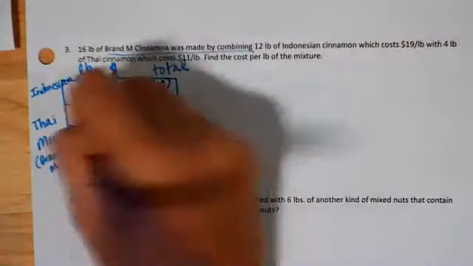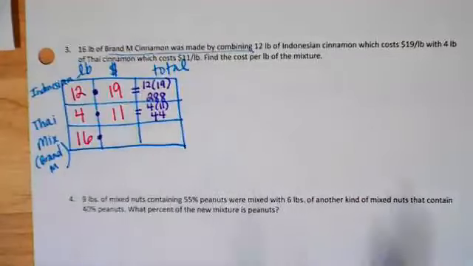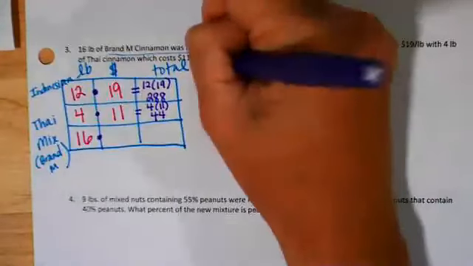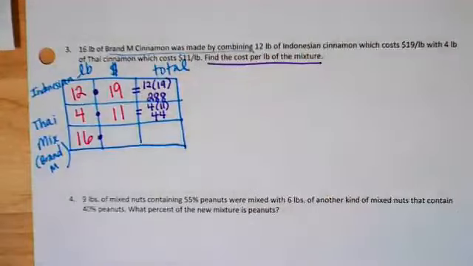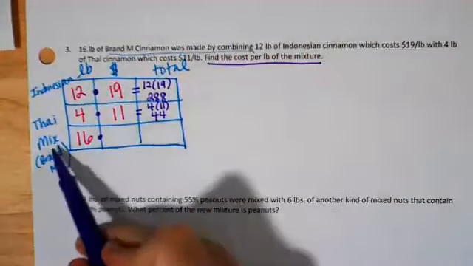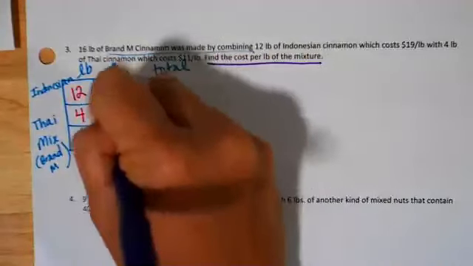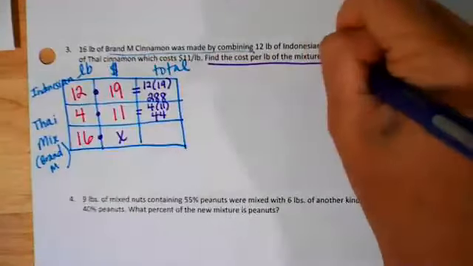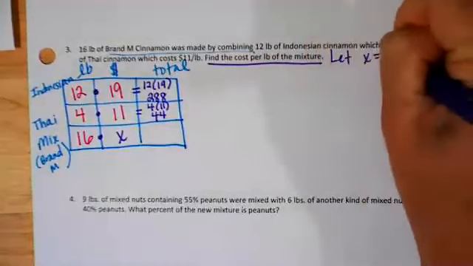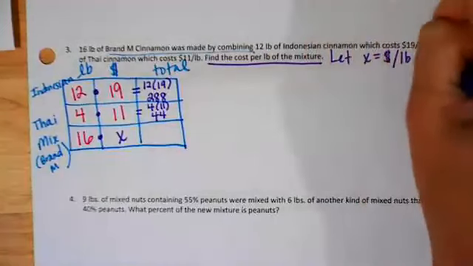And then 16 times, notice that the question asks me to find the cost per pound of the mixture. So again, mixture here, the cost per pound is here. That's where I'm going to put x. So I'm going to let x equal the cost per pound of the mixture.